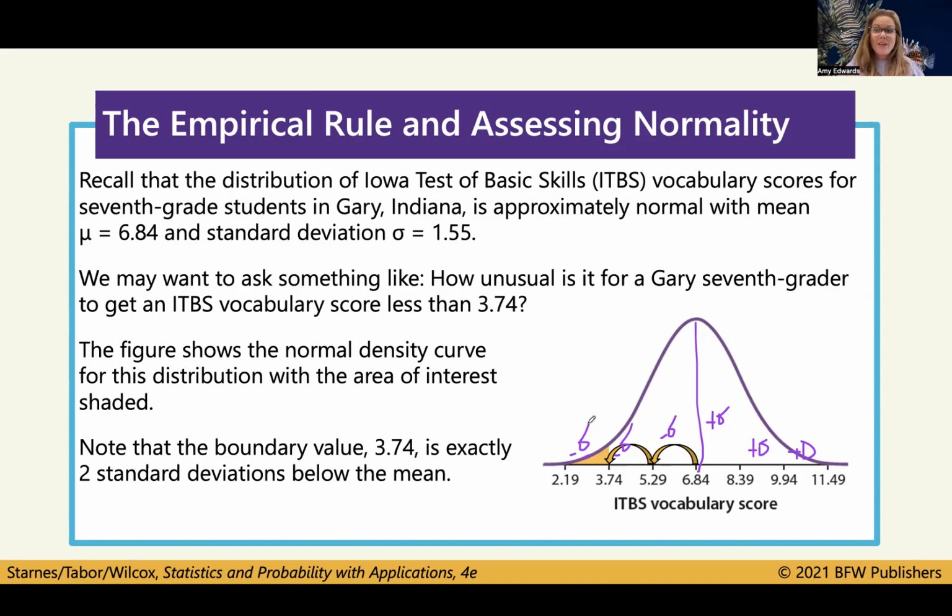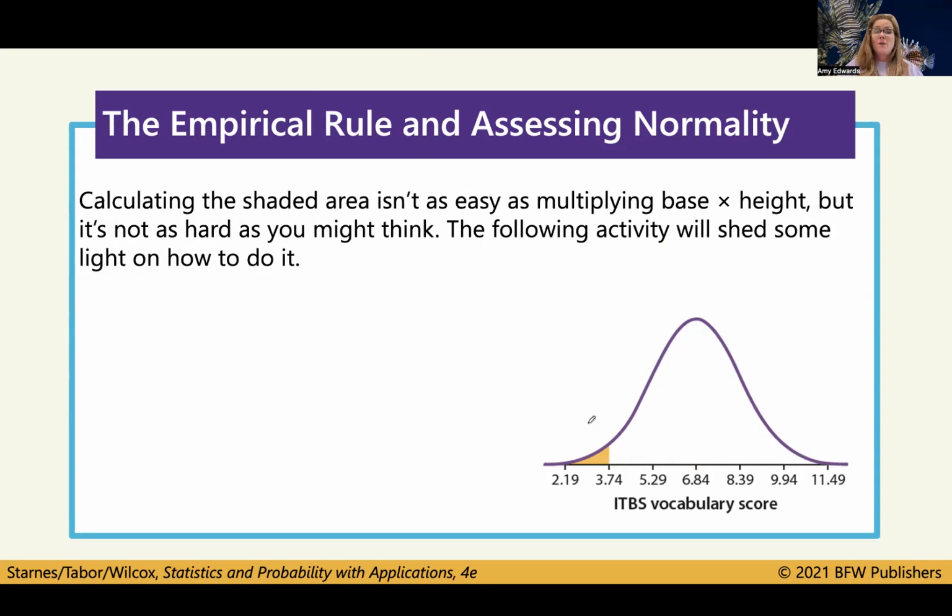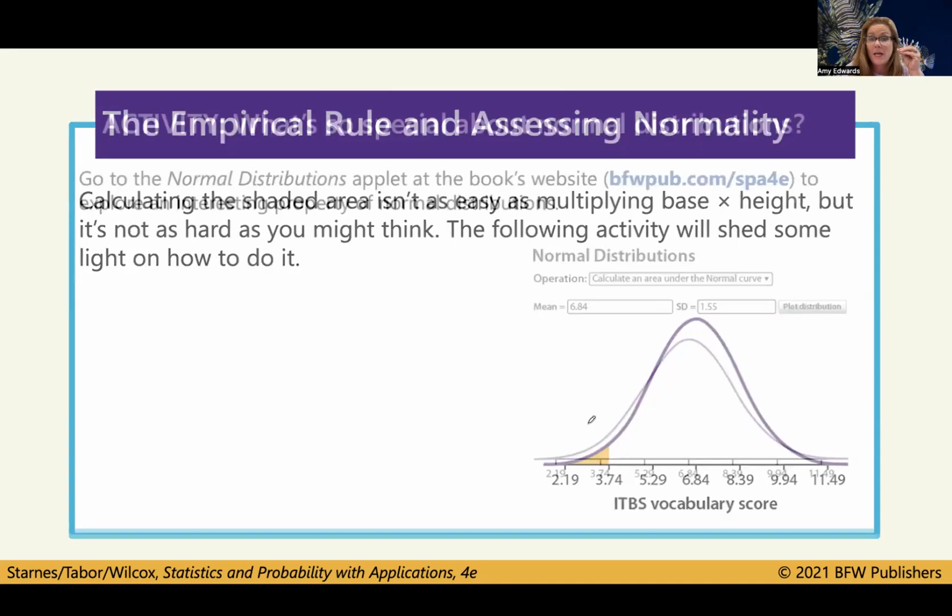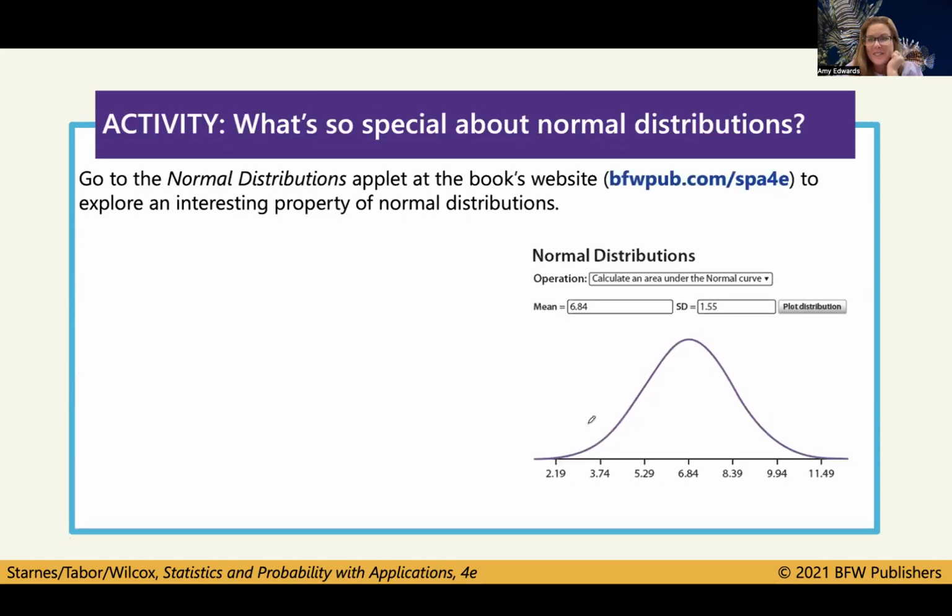This is where we're going to have the empirical rule because it's going to let you estimate really, really well what that area is and not have to learn calculus. Okay. Plus our applet's going to do some of this too. Okay. So calculating the shaded area isn't, like I just said, it's not length times width. Okay. But here's the good part.